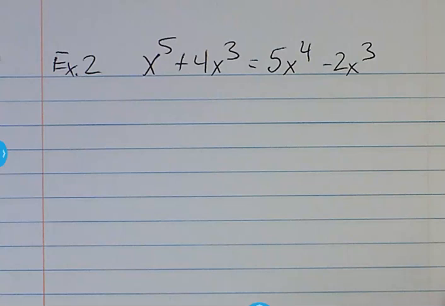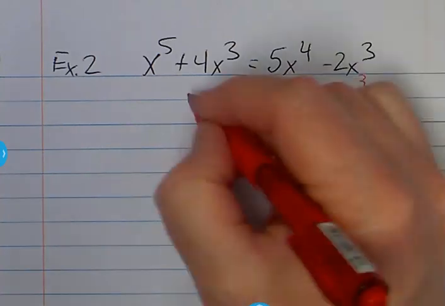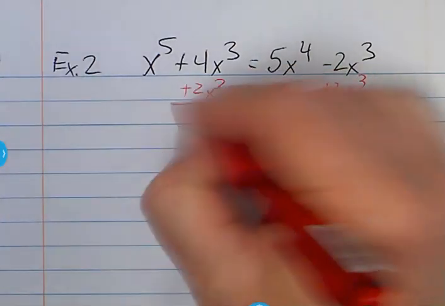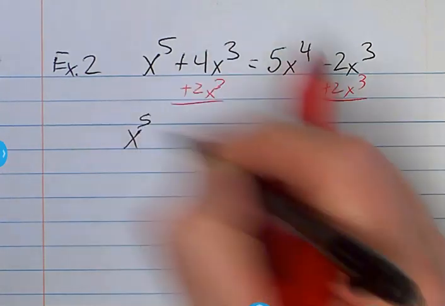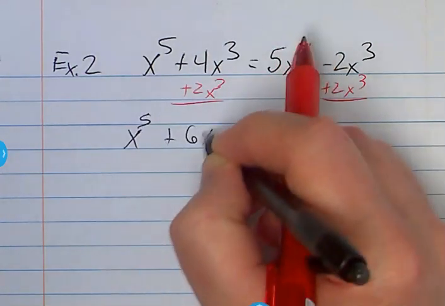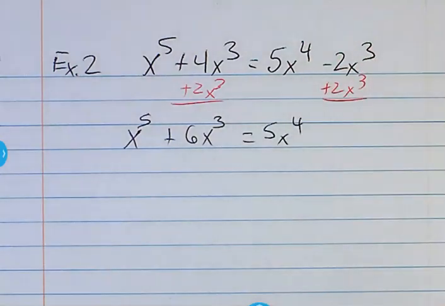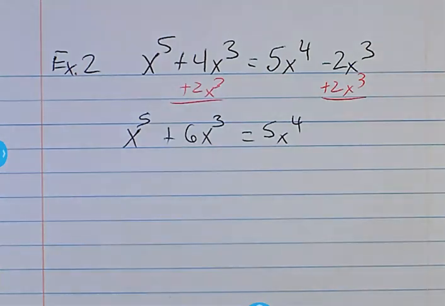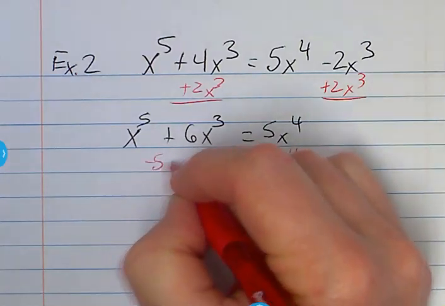And again, if we're going to do factor and solve, the very first thing we've got to do is move everything over to one side. So first thing I'm going to do is add this 2x to the third to both sides so we can get rid of it over here. That way we'll get x to the fifth plus 6x to the third equals 5x to the fourth. Okay, and then we'll move the x to the fourth over to the left-hand side too.